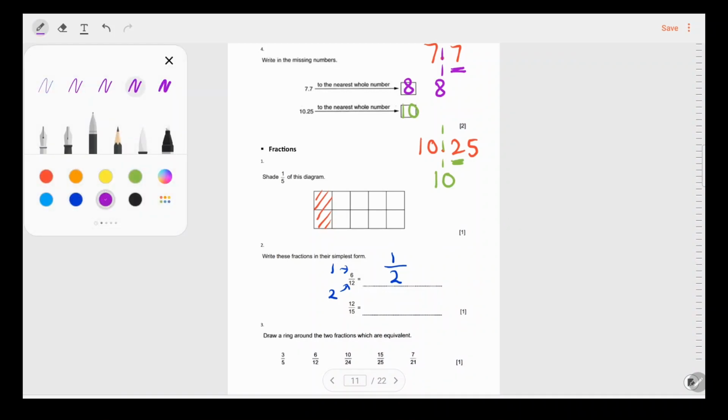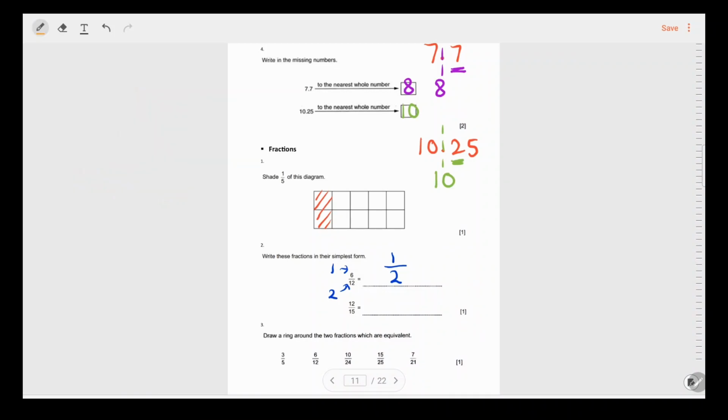So we do the same thing to the next one. 12 and 15, they are both in the 3 times table. So here 12 is 3 times 4 and 15 is 3 times 5. So our answer is 4 over 5, 4/5.